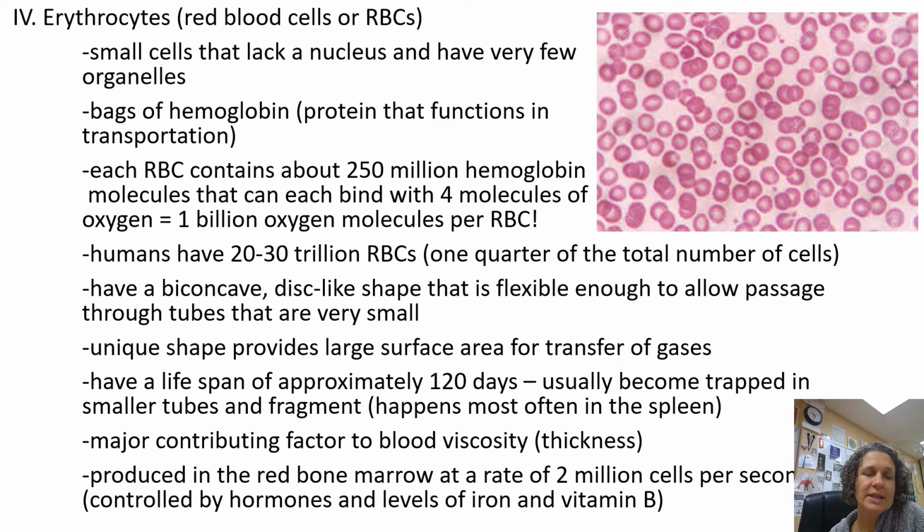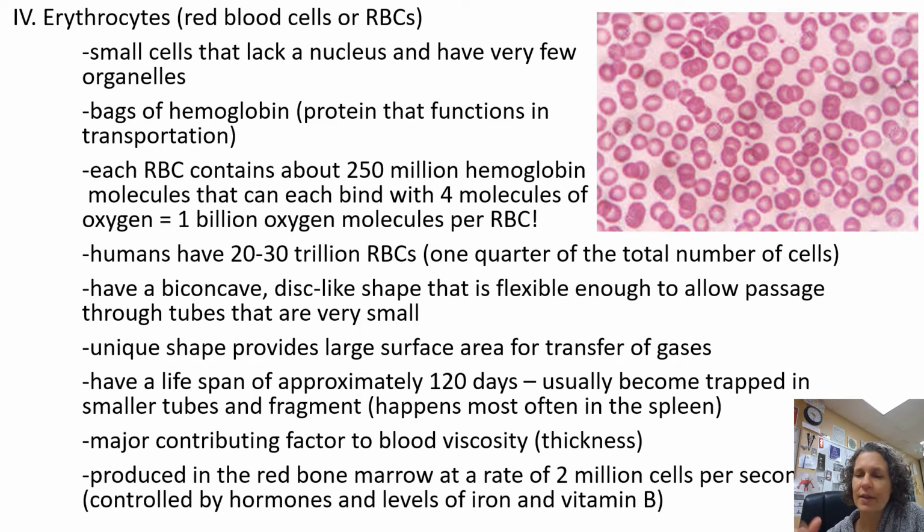Most adult humans have somewhere between 20 and 30 trillion red blood cells, so it's about 25% of your total number of cells, so lots of them. Shape-wise, they are biconcave, which means they kind of indent on both sides.